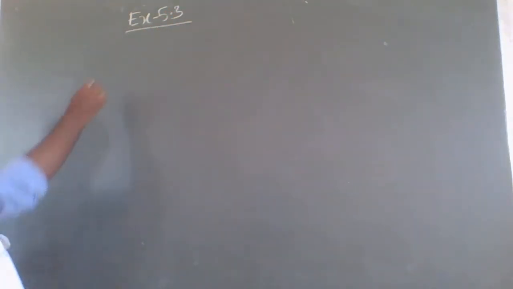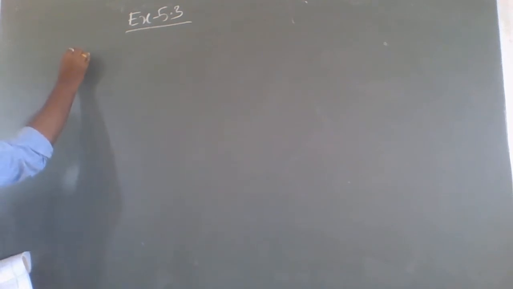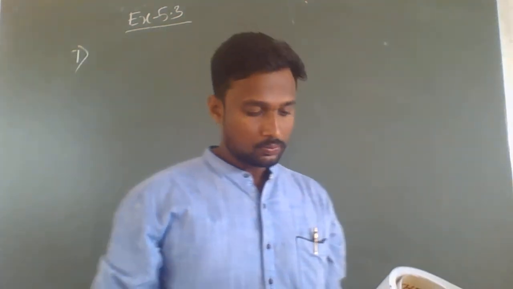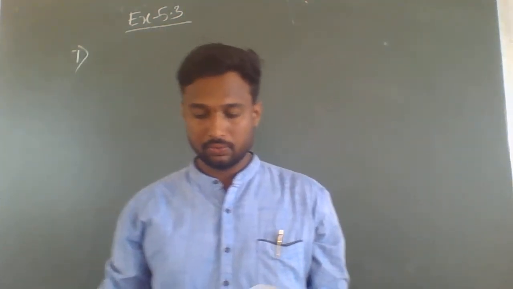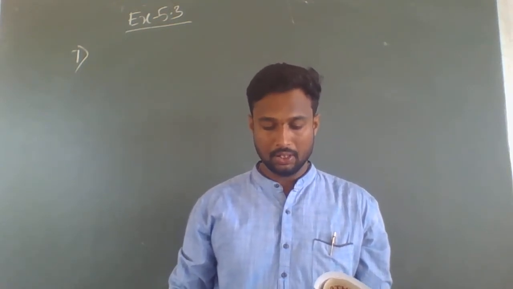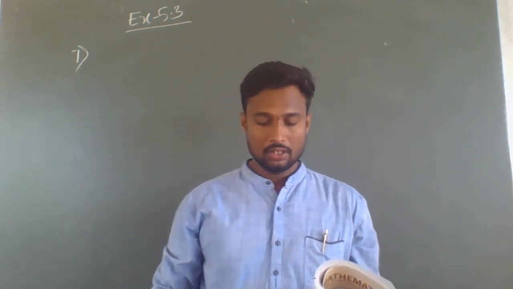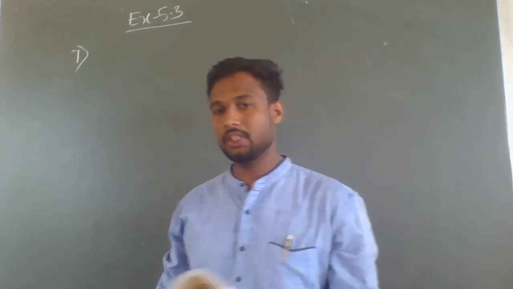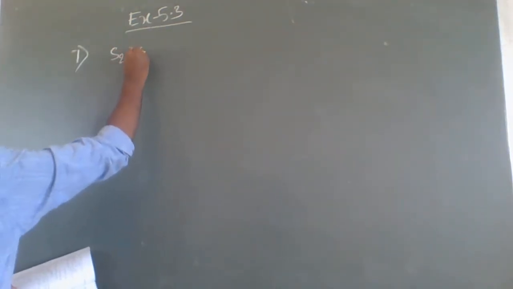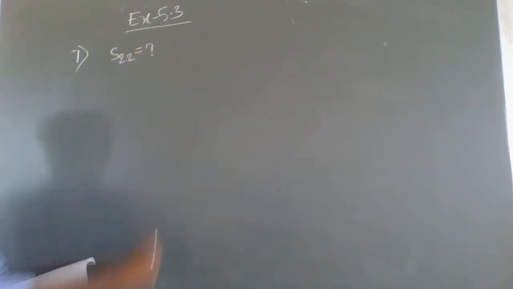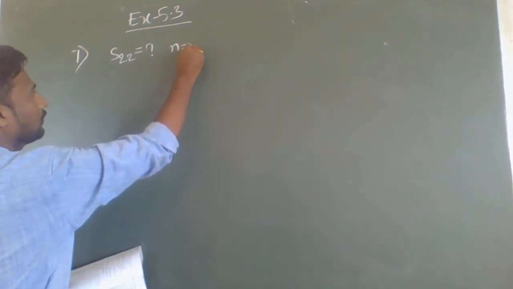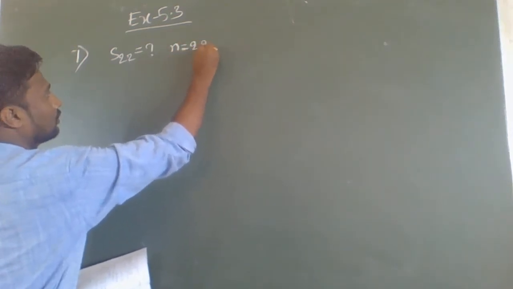5.3, seventh problem. What have they given in the seventh problem? Find the sum of the first 22 terms of an AP. So we have to find the sum of the first 22 terms, which means we have to find S22. To find S22, the n value is 22 only.